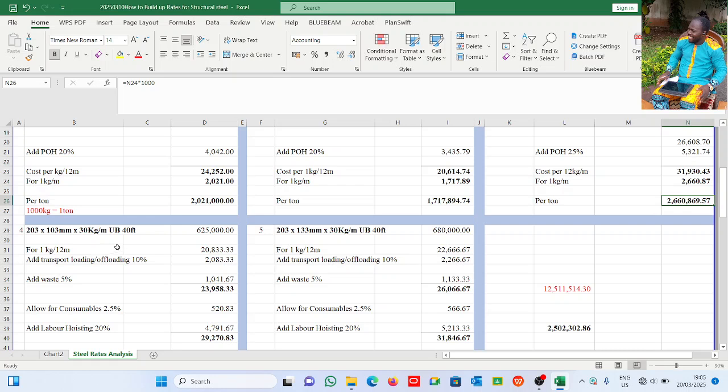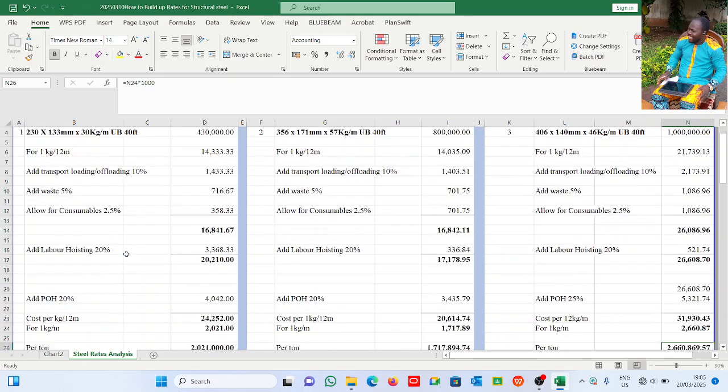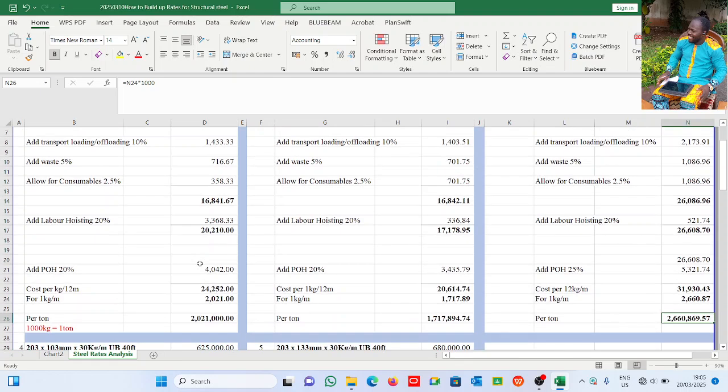Now the same thing, look at this universal beam here. This is 203 by 103 by 30 kg per meter. They are online. You can browse, you can check these weights per meter. They are online, and there's a steel document also. If you have one, like I do, they are also inside.